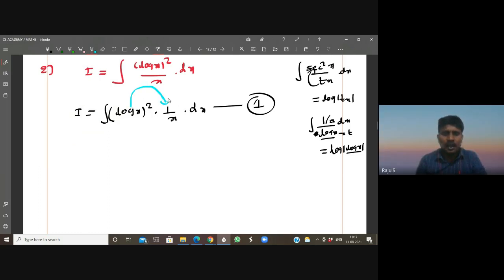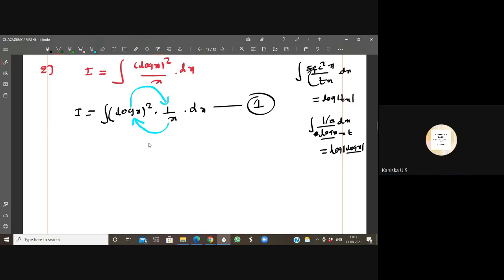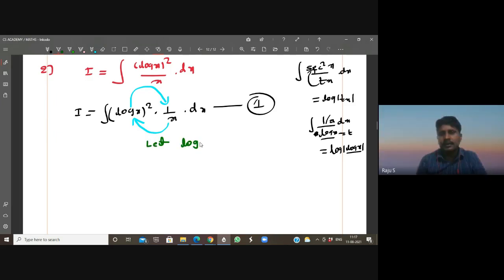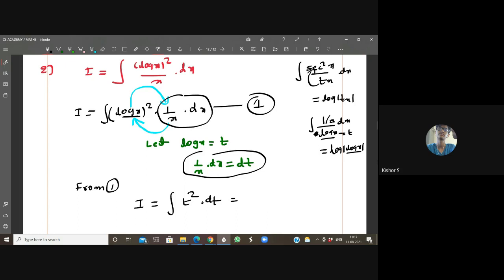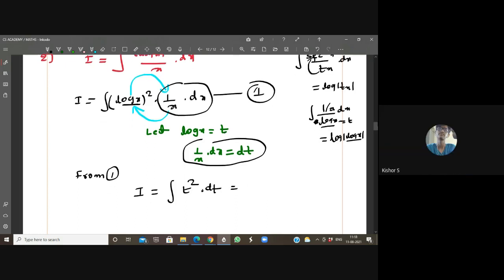Is the derivative of log x 1 by x, or the derivative of 1 by x log x? Log x derivative is 1 by x, so let log x be equal to t. Differentiating on both sides, 1 by x into dx is equal to dt. The derivative of log x is 1 by x, the derivative of x is dx, and the derivative of t is dt. On the left side, I means the integral, and log x here is t, so it becomes t square, and 1 by x dx becomes dt.